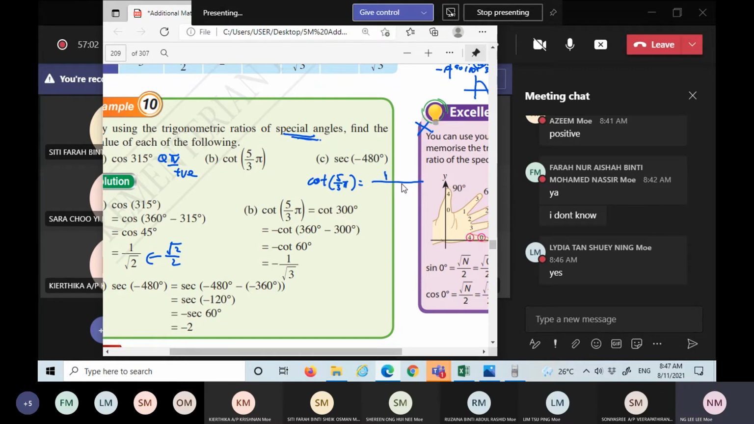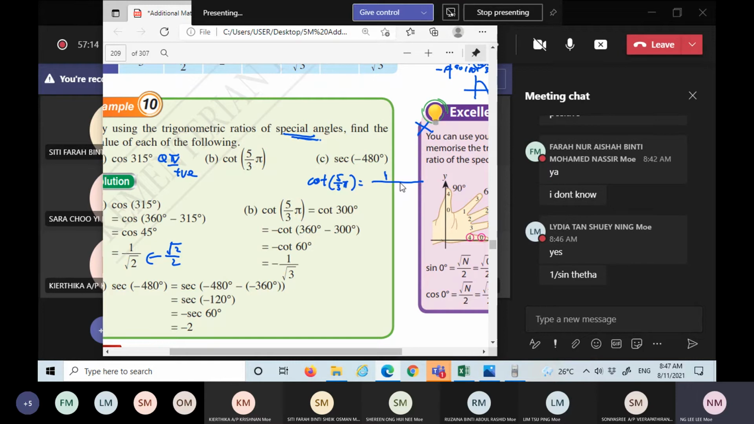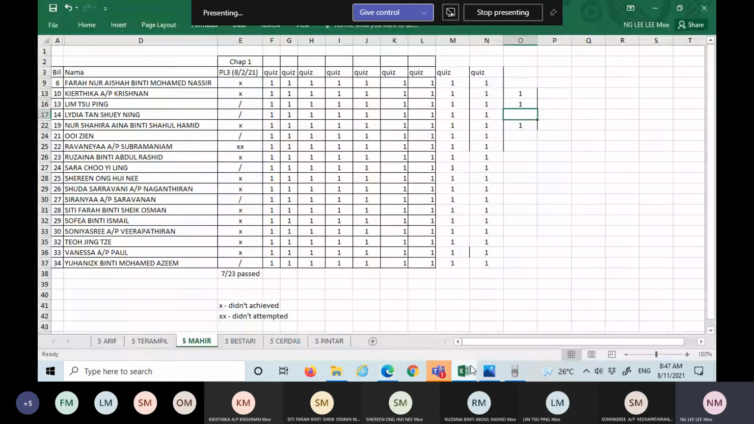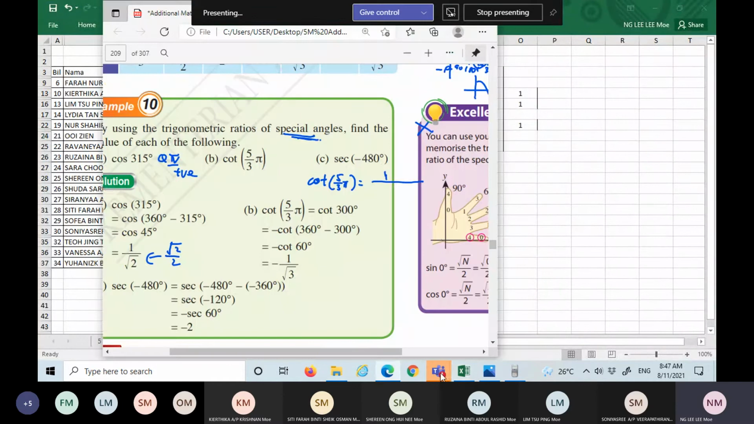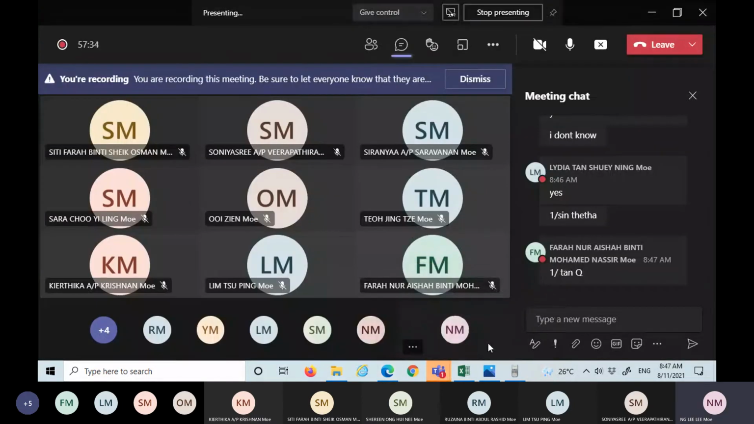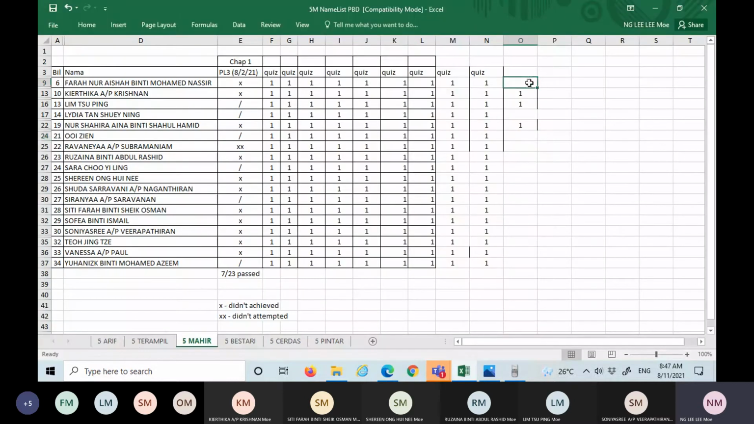If you don't know, then just say don't know. Then I ask the next girl to answer. 1 over sine, wrong. Okay. Who is the next one? Weisian, 1 over what? Cotangent. Okay, Farah says 1 over tangent. Okay, can. Okay, give Farah 1 over tangent. Lydia, cotangent is 1 over tangent.